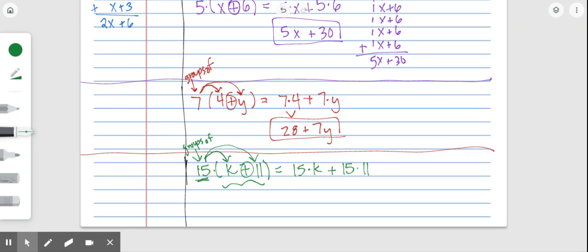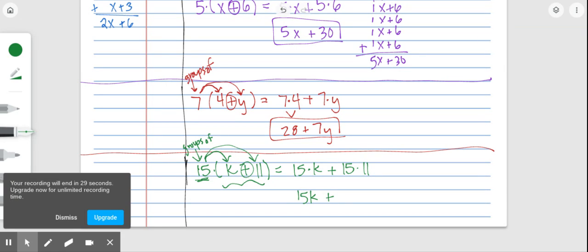Okay? So 15k plus, I don't know 15 times 11 off the top of my head, so I'm going to do that math really quick. 1 times 5 is 5. 1 times 1 is 1. Placeholder 0. 1 times 5 is 5. 1 times 1 is 1. I got 5, 6, 1, so 165. And that's my final answer. Okay? So again, we're just distributing instead of writing it out 15 times.